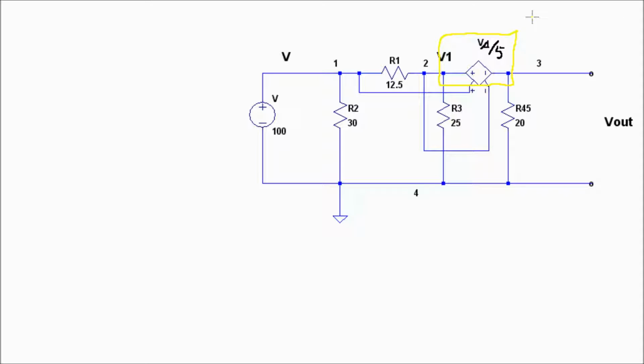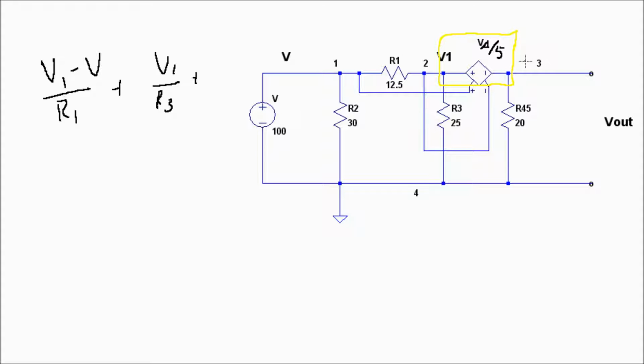So let's go ahead and write that equation. I'm going to work out the currents leaving the supernode. The first one is going to be V1 minus V divided by this resistor right here, R1, plus V1 minus 0 divided by R3, plus this is going to be V out.